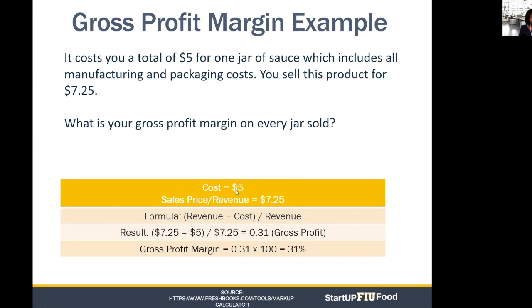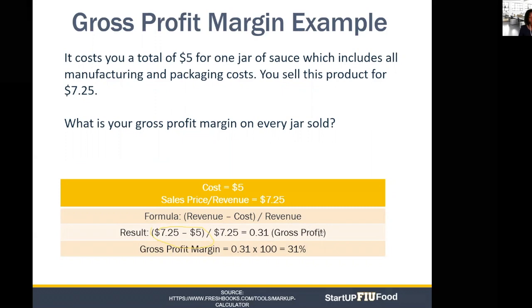As you can see here, we have the cost at $5. The sales price is $7.25. For calculating the gross profit margin, it's revenue minus cost, divided by the revenue. So it's the 7.25 minus the 5, divided by 7.25, equals 0.31. So that's the gross profit. It means you're getting 31 cents of gross profit, but that margin, you would then multiply times 100 to mean that you're making about 31% in the gross profit margin.